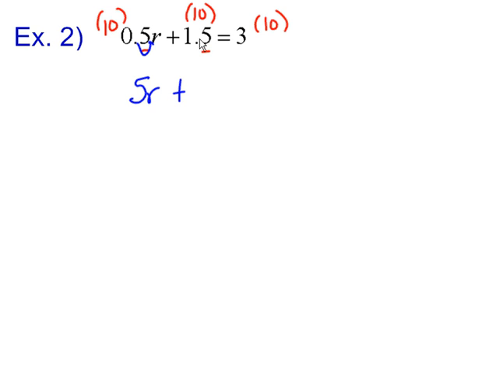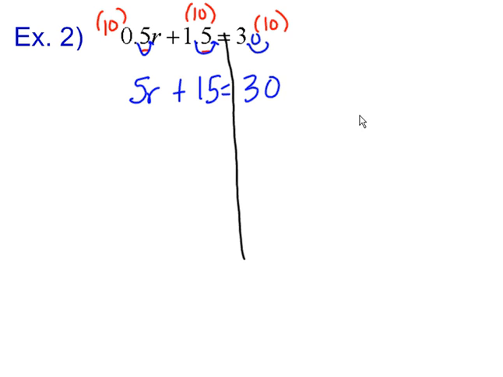Plus, again, multiplying by 10 moves it over 1 decimal place. Now this becomes 15. Now 3, it's like 3.0, right? I've got to move it over one place, and it becomes 30. So now that 0.5r plus 1.5 equals 3, now it's 5r plus 15 equals 30. And I can proceed and solve it like a normal two-step equation.